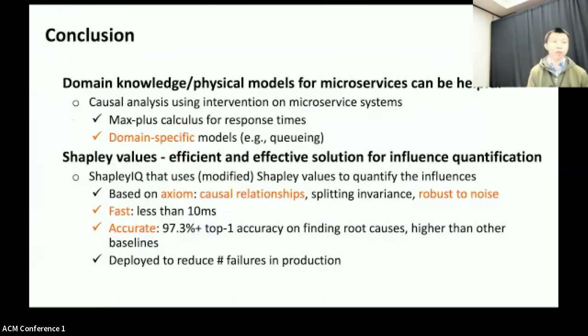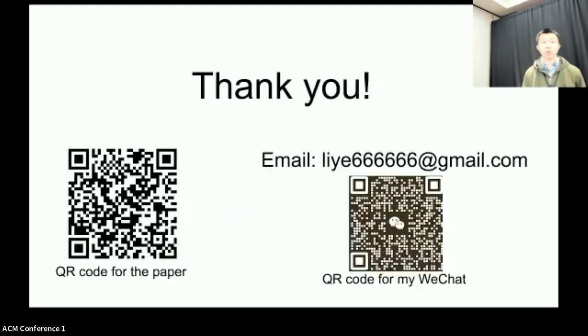I am sure all of my content will be forgotten, but I hope the spirit can go through. One takeaway is that domain knowledge of the physical models is very helpful, which includes the max-plus calculus and the queue model. And second is that Shapley value is an efficient and effective solution for influence quantification if you want to do some root cause analysis or performance debugging. That's all. Thank you. Welcome to any questions.